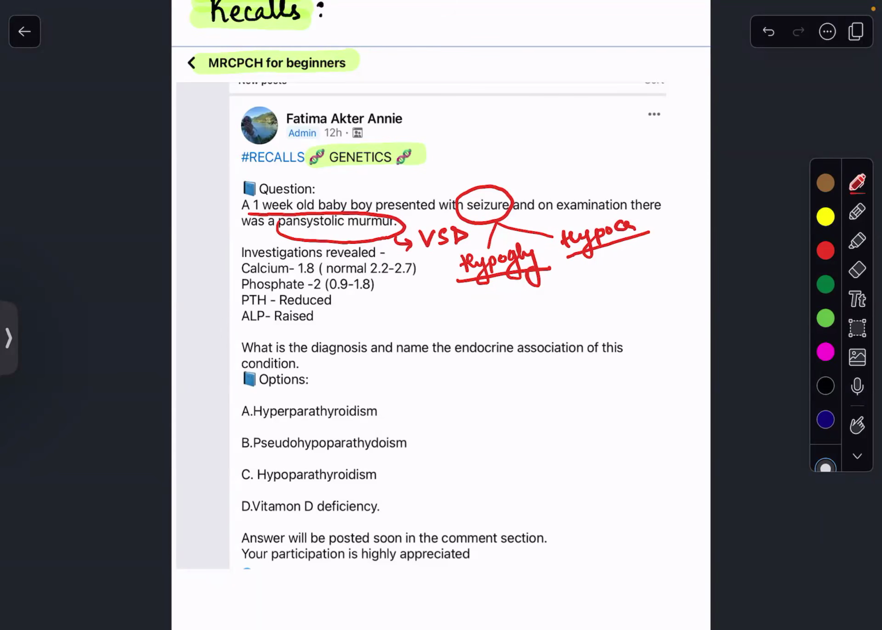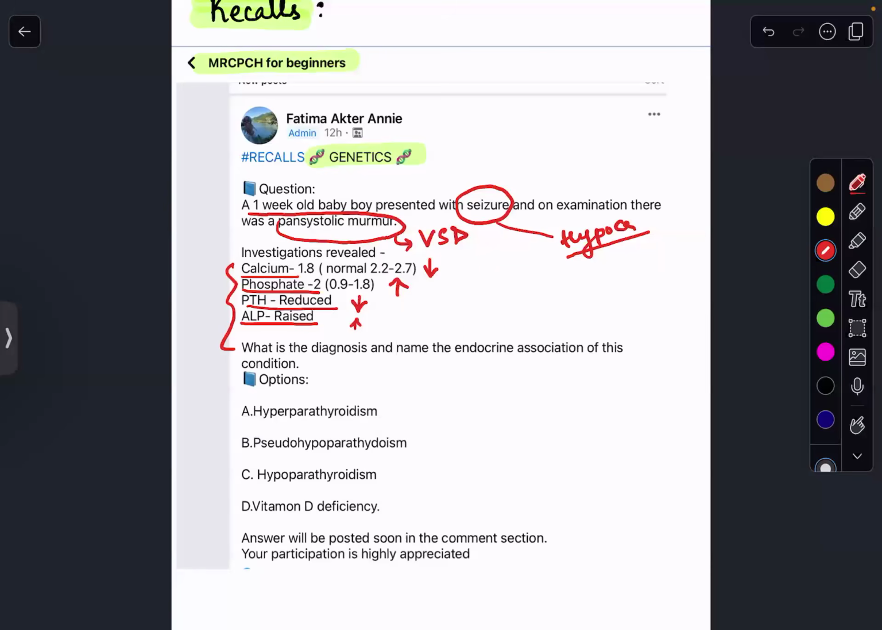Now, we do have some investigation findings. Let us see. According to the investigation findings, calcium level is low. Since the calcium level is low, I can now tell this baby was having seizures due to hypocalcemia. So, a neonate presenting to us with hypocalcemic seizure and a congenital heart disease. Let us look at the rest of the findings. We have hyperphosphatemia. Phosphate is slightly above normal. Parathyroid level is reduced and alkaline phosphatase is increased.